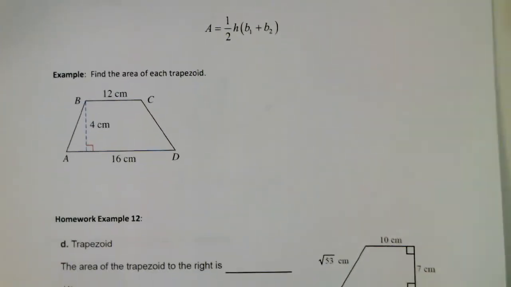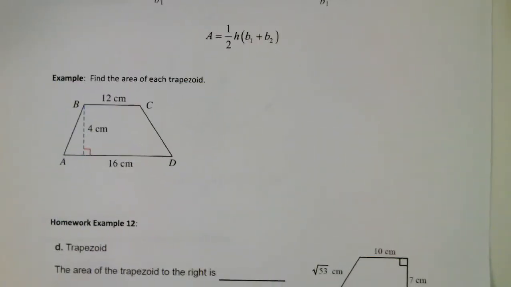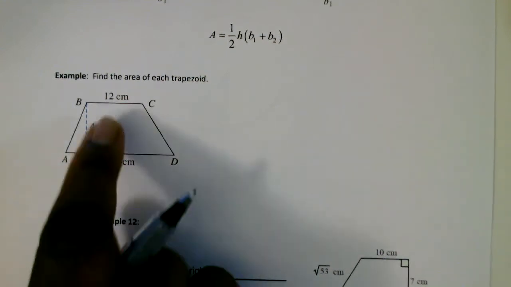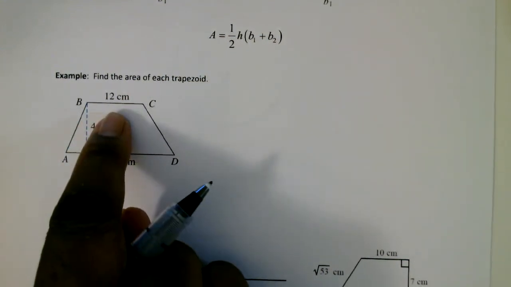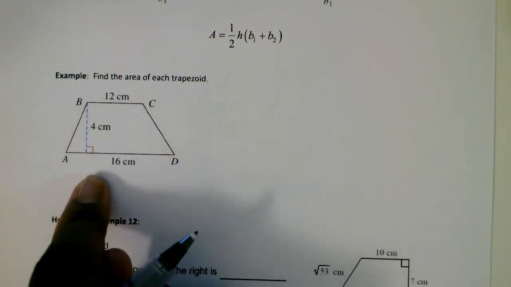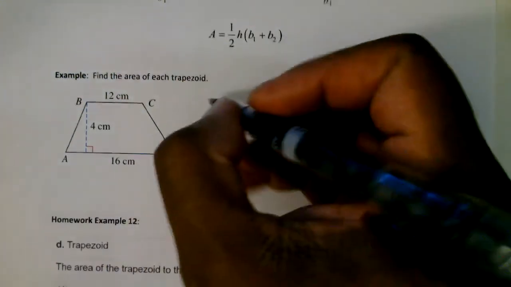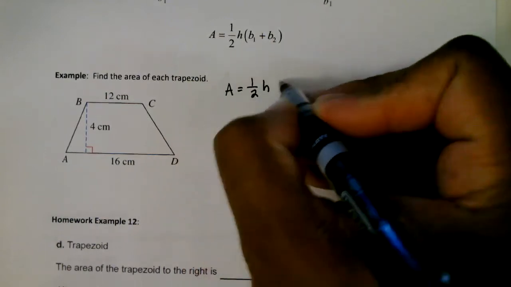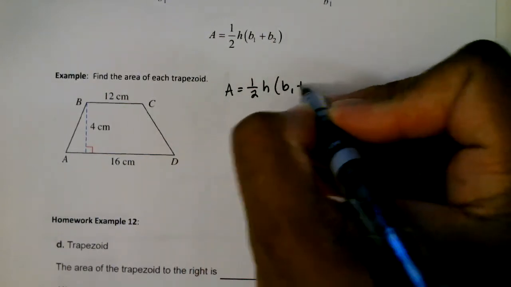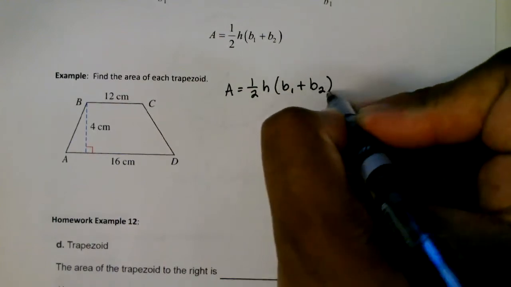So in this example here, we're going to use that to find the area of the trapezoid. In this case, the base on the bottom is 16 centimeters. The base on the top is 12 centimeters. The height is 4 centimeters. So here we use A is equal to 1/2 the height times B1 plus B2.